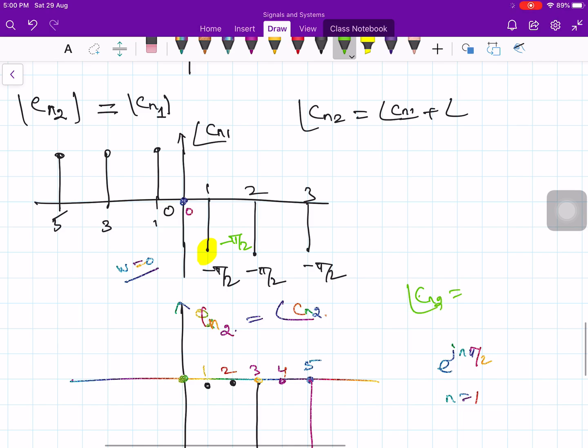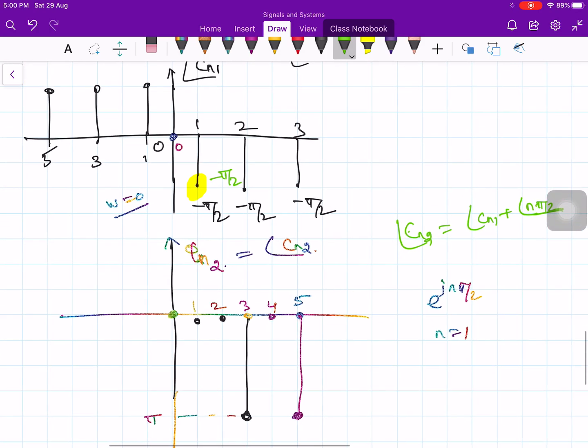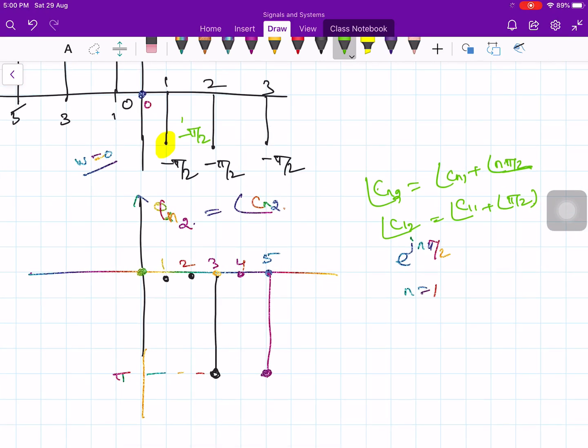Angle of Cn2 is equal to angle of Cn1 plus angle of n pi by 2, right? Substitute n equals 1 here, then angle of C12 is equal to angle of C11 plus angle of pi by 2, right? Now C11 is this angle, pi by 2 minus pi by 2 plus pi by 2, so therefore 0. That is why you got 0 here at this point. Okay, 0. At 2 again, if you substitute 2, then it becomes pi. So add to that another pi by 2, so that becomes 0. So at n equals 2, there is no component to deal with.